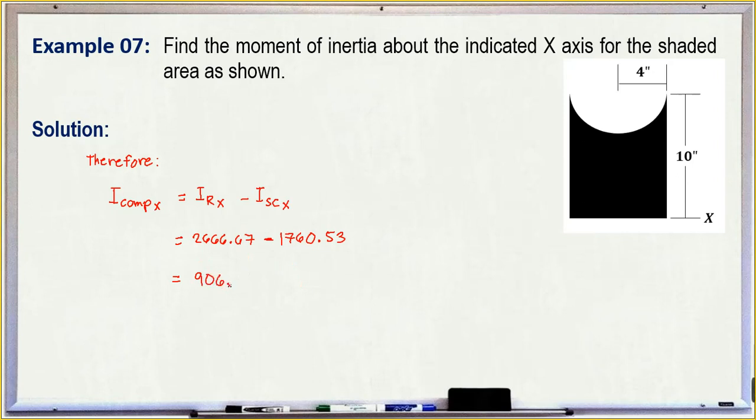So 906.14 inch to the fourth. So this is our moment of inertia of the given composite figure along its base or along the x-axis. Okay, so what na pangutana?